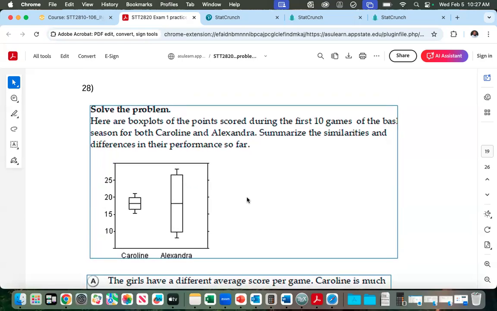So the next one here, we were given the box plots. So these are box plots. And what is the information? They are saying that here are box plots of the points scored during the first 10 games of, maybe, baseball season for both Caroline and Alexandra. And we are asked to summarize the similarities and the differences so far. So just looking at this, what similarities can you see?